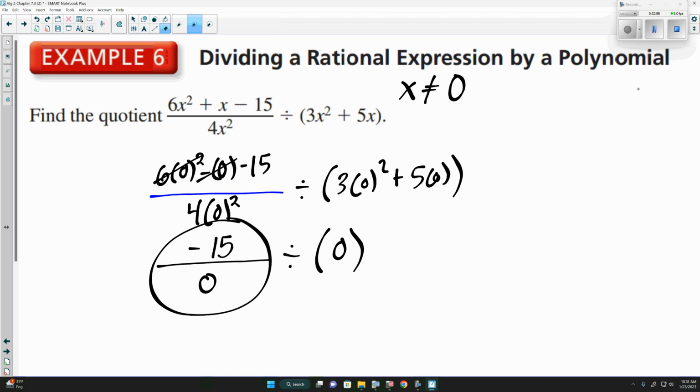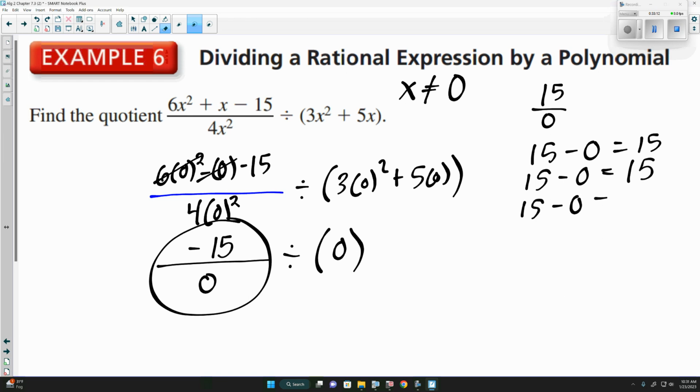Now, let's do the same thing with this here. We'll ignore the negative for now. So 15 divided by 0. So what's 15 minus 0? Okay? Because we're trying to do the same thing. 15 minus 0 is? Because there's no way we can actually get how many groups would make it become 0, as we did with 2. So is there any way to divide by 0? No.